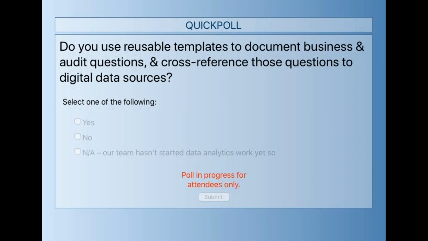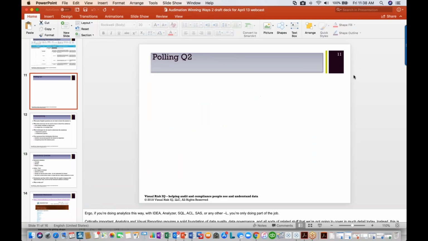So far, the majority have actually said that they are not using reusable templates because they are new and haven't quite started with data analytics. So we're very glad that you're here so that you can learn the best approaches for when you do get started. And then we had 32% say that, yes, they do use reusable templates.